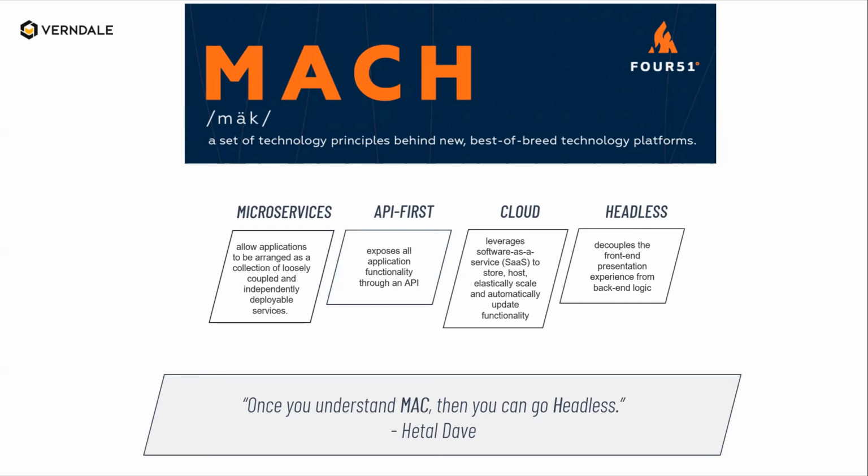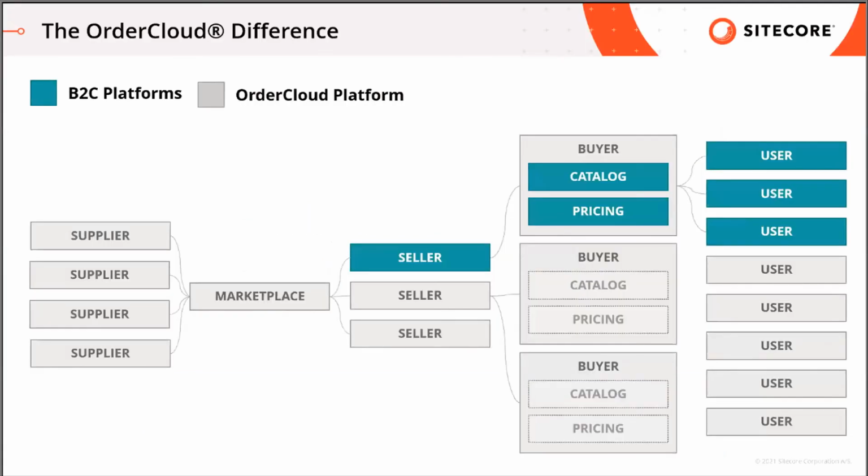We all know that's just moving the presentational layer away from the back end so that you could use any type of presentation that you want using the back end logic. So the OrderCloud difference on this page, we are showing you all of the actors, and Hedel's going to dive into each one of these actors. Go ahead, Hedel.